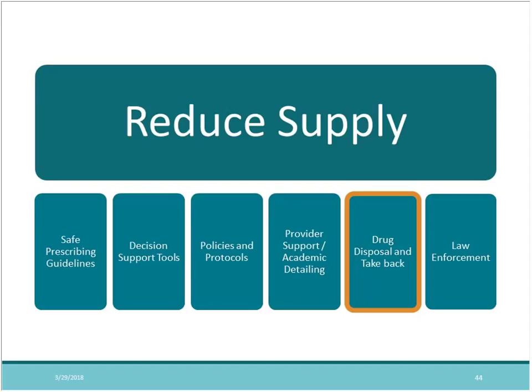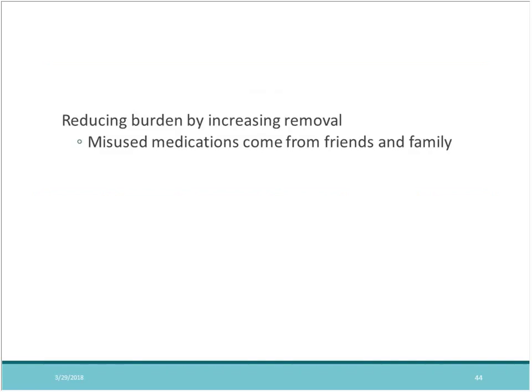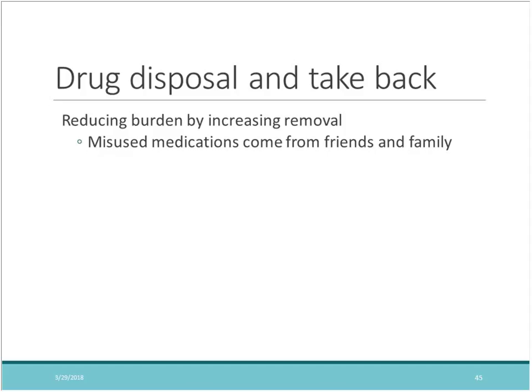Another way to reduce supply that we don't often talk about, but I've noticed on the poll that 17 of 39 were actually involved in drug disposal and take-back, which is encouraging, is not just reducing the inflow, but also increasing the outflow of medicines from our community. Misused medications we know often come from family and friends, especially in young people. A SAMHSA study said that about half of the medications that young people were misusing were first obtained from family and friends through informal networks and not from physicians.